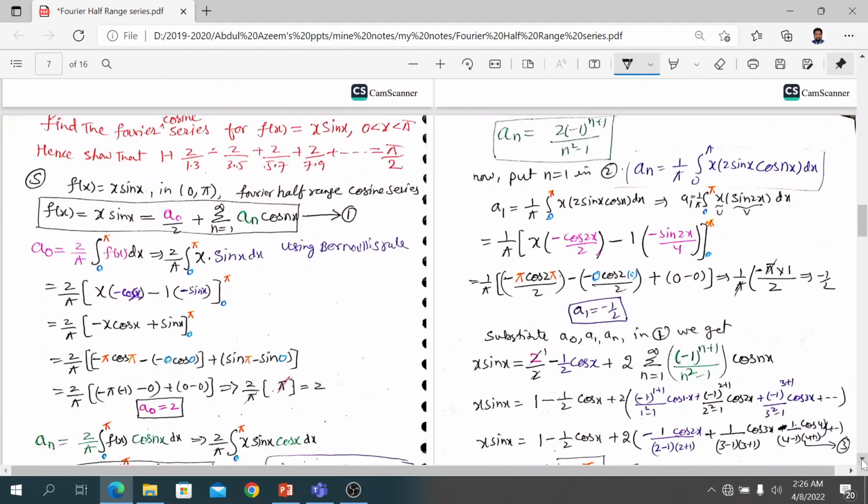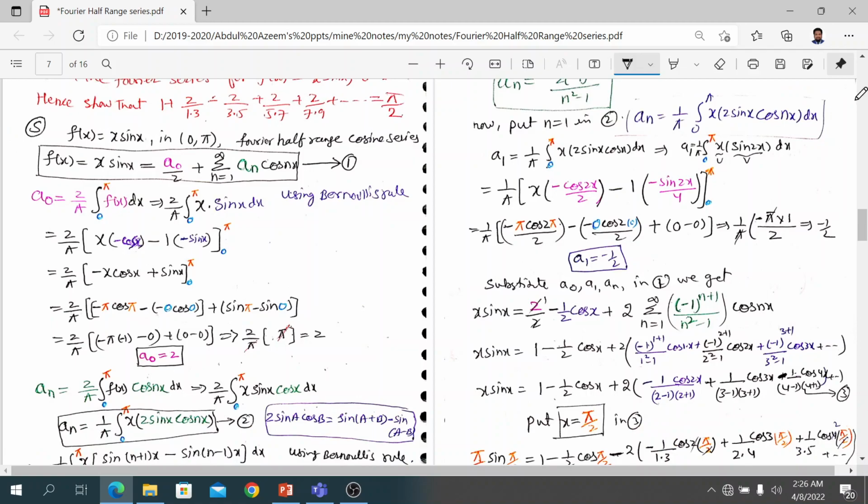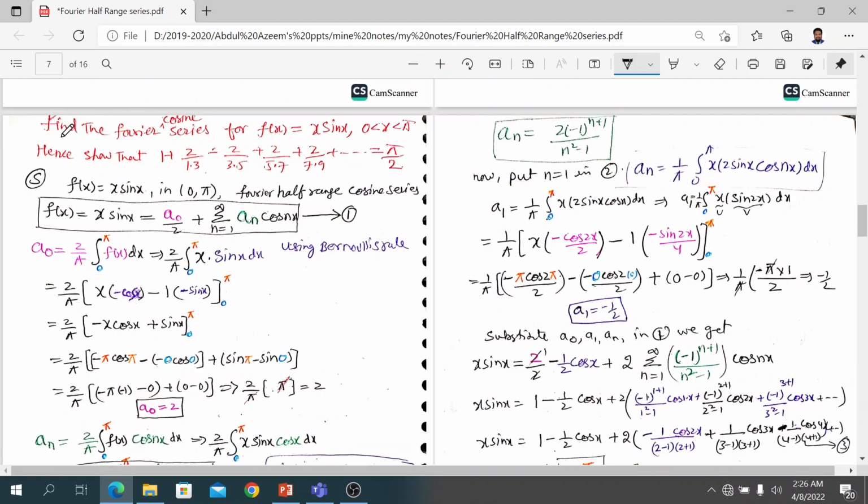Now next question: find the Fourier cosine series for f of x equal to x sin x in 0 to pi. Hence show that 1 plus 2 into 2 by 1.3 minus 2 by 3.5 plus 2 by 5.7, up to so on, is equal to pi by 2.